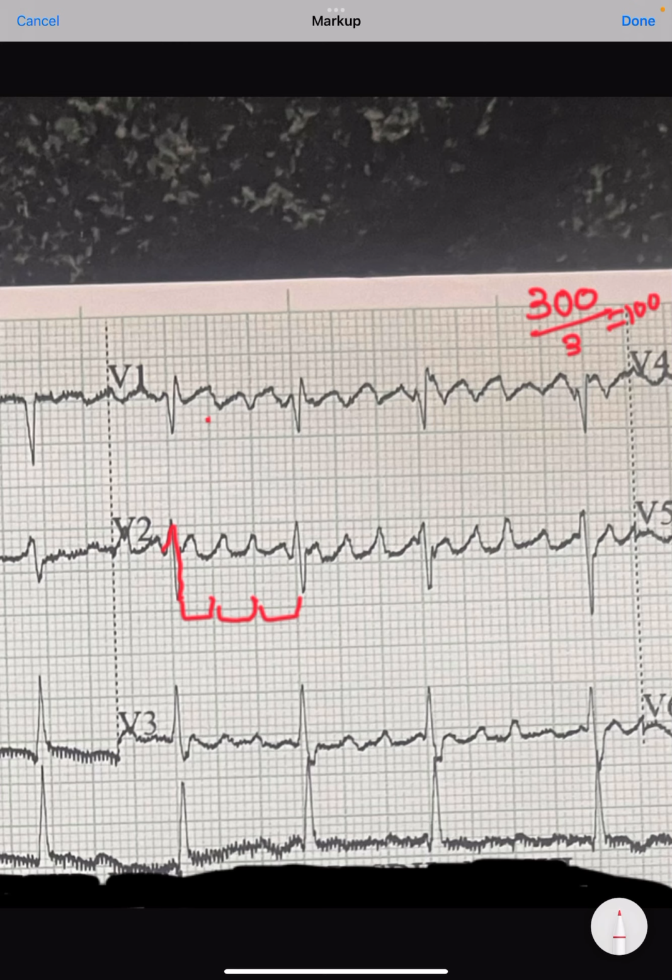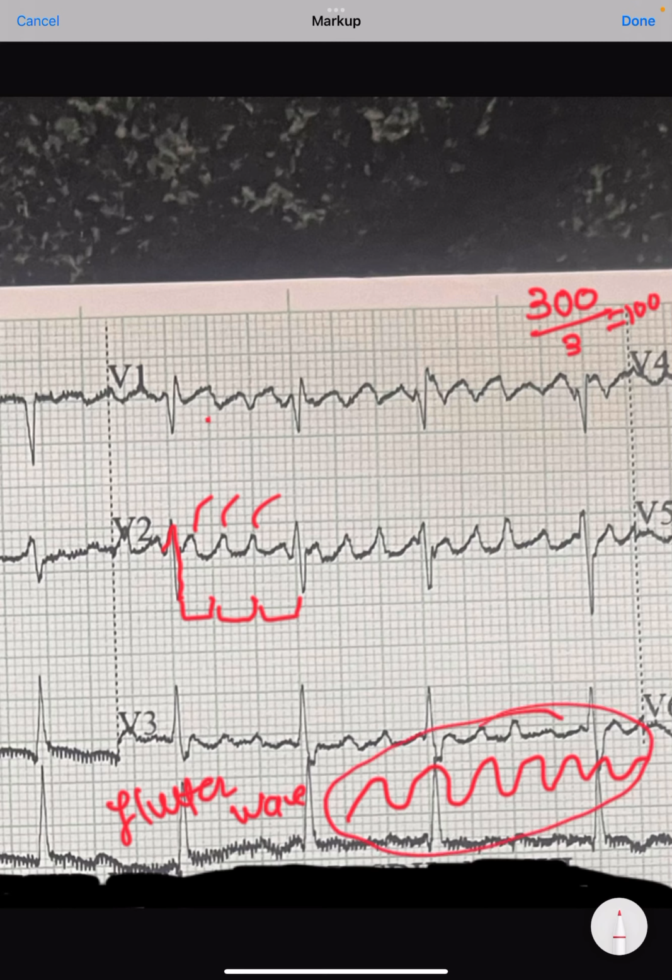But what are these waves? This is 1, 2, 3. So these three are called flutter waves, or we can simply say sawtooth shaped waves, which we call flutter waves. So these are basically atrial originated impulses or flutter waves, and this suggests that the atrial rate is different. This is the atrial rate.